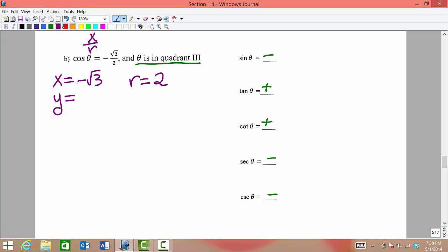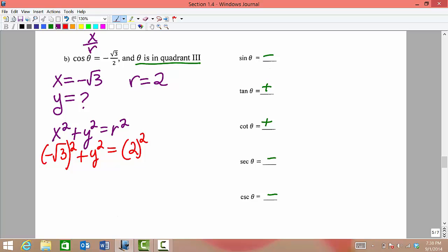We need to determine the value of y. So we'll go back to our Pythagorean theorem. X squared plus y squared is equal to r squared. X squared, negative square root of 3 squared, plus y squared is equal to 2 squared. Square root of 3 squared would be 3. 2 squared is 4. We will subtract 3 from both sides. Y squared is a positive 1.